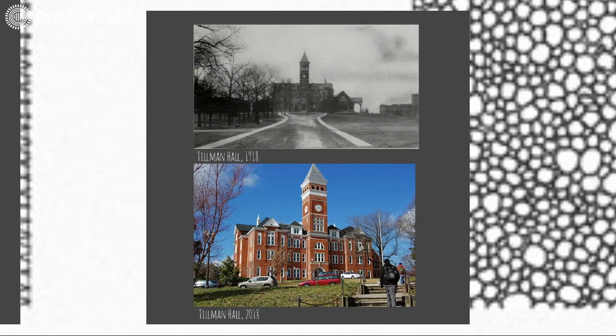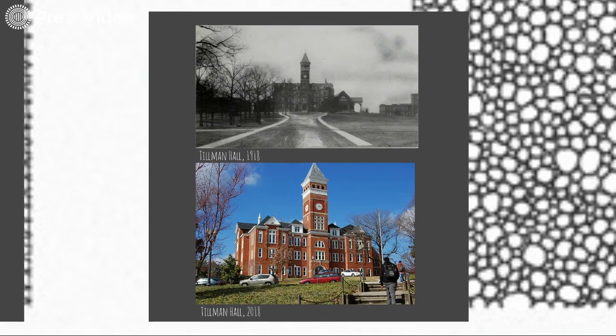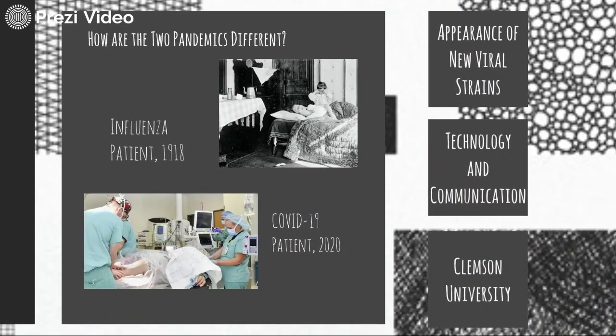Students weren't going to classes because everyone had to put their lives on hold to support the world during the pandemic. Today, classes were canceled for the semester, campus was evacuated, and tuition refunds were issued to students and their families because of coronavirus. Now, how are the two pandemics different?